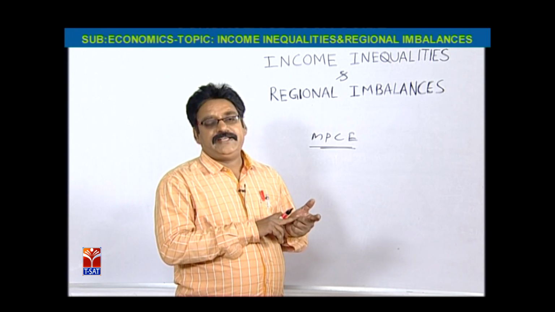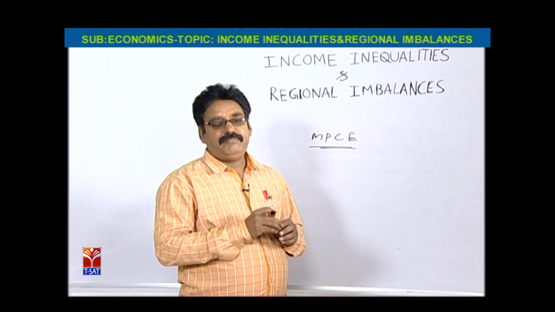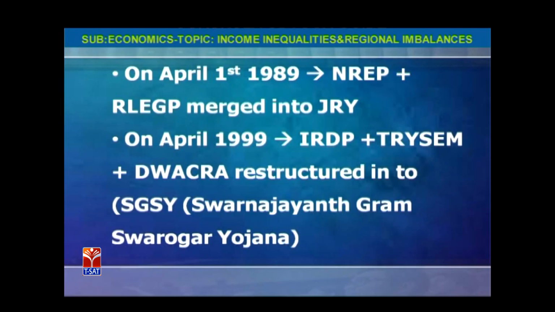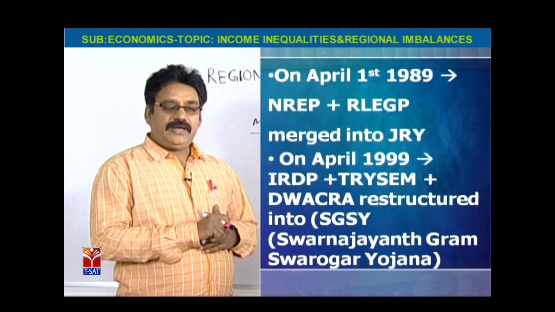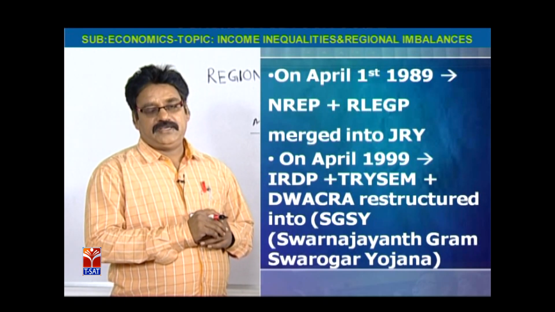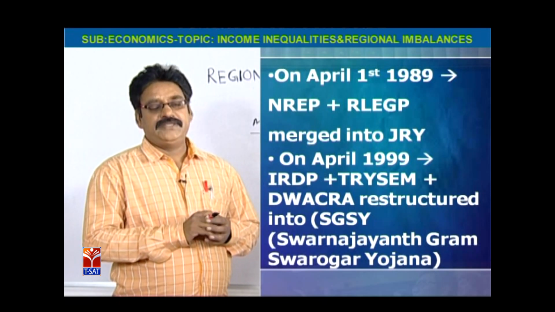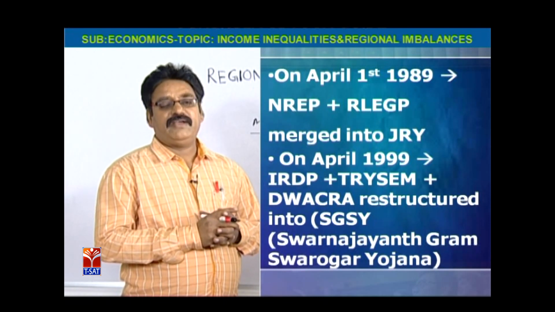These three mainly concentrated on providing employment, and at the same time eliminating the poverty from rural areas. On April 1st, 1989, NREP, the National Rural Employment Program, and RLEGP, Rural Landless Employment Guarantee Program, were merged into the JRY, Jawahar Rozgar Yojana. Then in April 1999, IRDP was combined and restructured with TRYSEM. TRYSEM means Training of Rural Youth for Self-Employment.